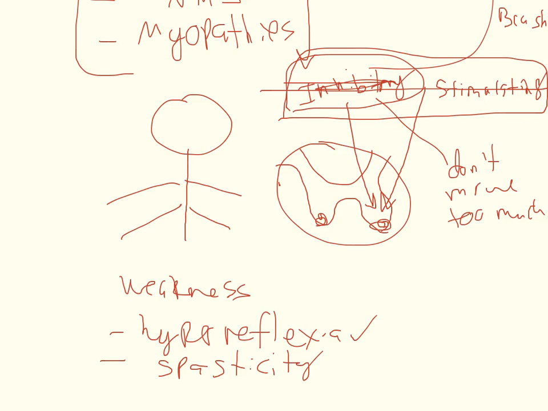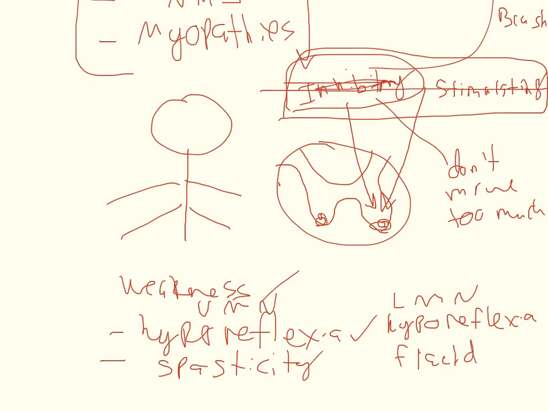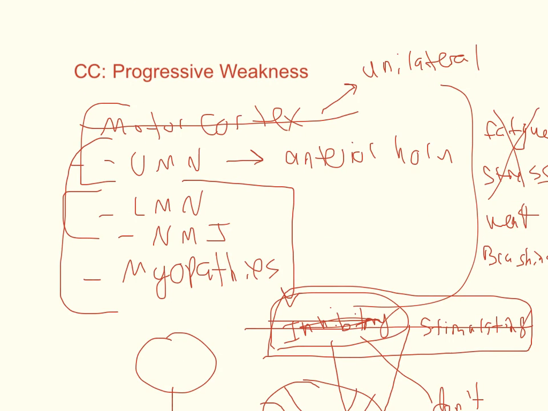On the other hand, lower motor neurons, so let's put UMN, upper motor neurons. Lower motor neurons are going to have hyporeflexia and flaccid paralysis. In our case, we start to see some hyporeflexia. So let's go ahead and mark off upper motor neurons from our list. So upper motor neurons, we're going to rule those out. Now, it's going to be between lower motor neurons, neuromuscular junction, and myopathy. So let's go ahead and build up a differential.